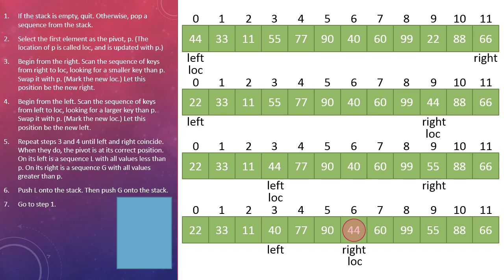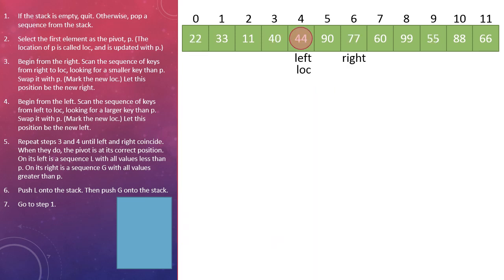Now start scanning from the left, looking for a larger element than 44. 40 is not larger, but 77 is larger. So we are going to swap 77 and 44. This is what we get. Lock is now pointing to the new position of 44 and left has been updated.